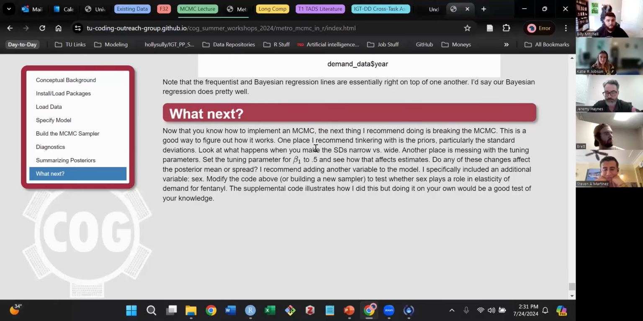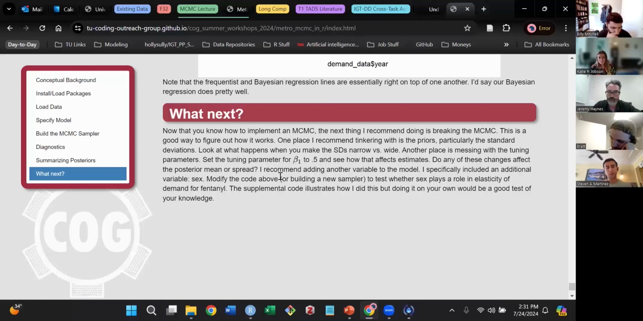I do recommend a few things. One is breaking the MCMC, is what I call it. What I mean by that is tweak with the priors, tweak with the tuning parameters, and set the standard deviations on those priors really high, really low. Same with the tuning parameters, make those really high, really low. See what that does to the MCMC chains. Particularly, how does it affect your inferences? How does it affect the parameter estimates?